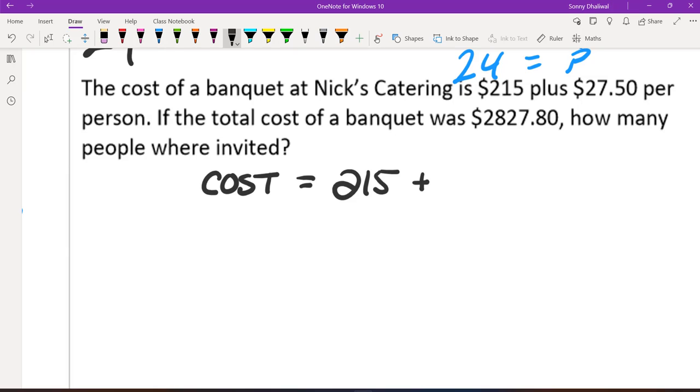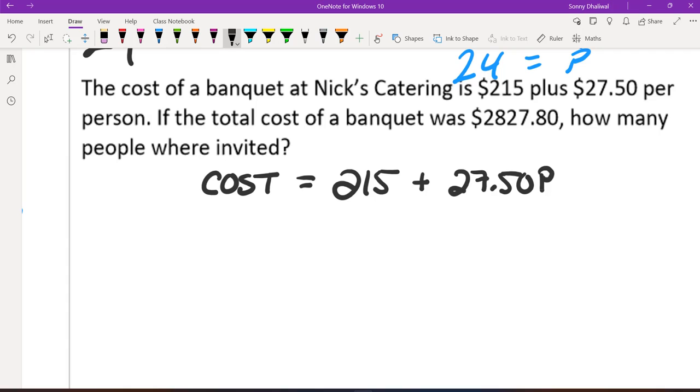So here, they're charging you $27.50 a person. So if you only had one person attending, it would be the cost of the space plus $27.50. If you have two people showing up, it will be $27.50 times 2. But we don't know how many people are showing up. So we just write down a variable for that. So P for people, right? And you can use X's at this stage.